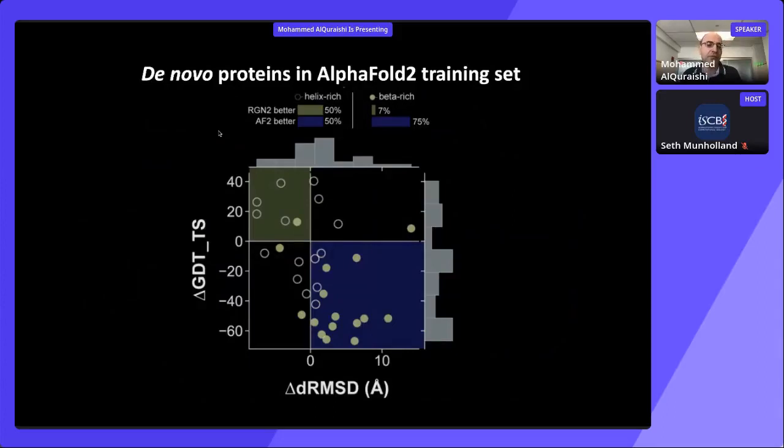I think it's important to do the standard practice of ensuring that when one is assessing these methods, one is doing it on validation data or test data that does not include the training set, because we do see a delta. We do see a delta here, which is not insignificant.